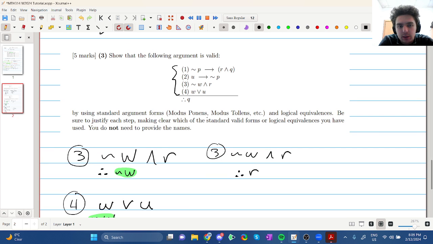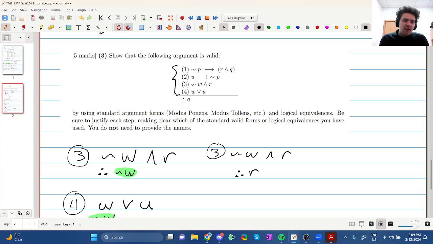If U is true, how is P false? Because of this right here. Because they gave us that as a statement: if U, then not P. So someone asked in the chat, if U is true, how is P false? Because of this statement right here. That's the answer.